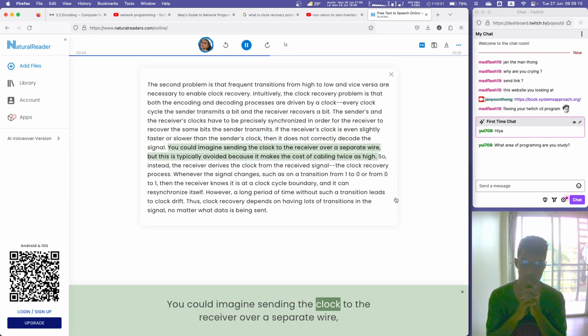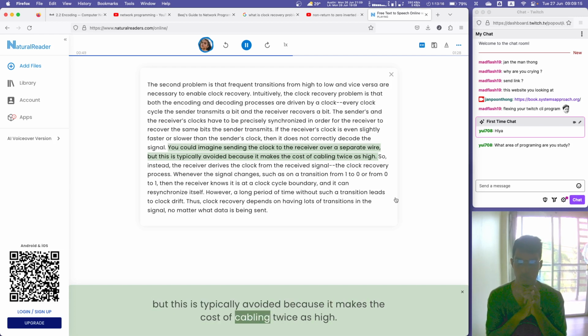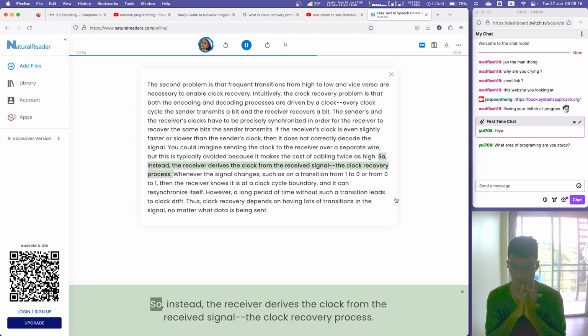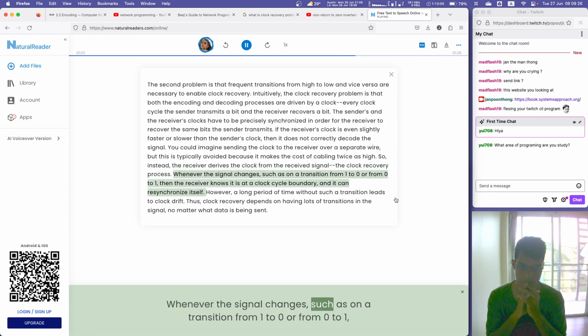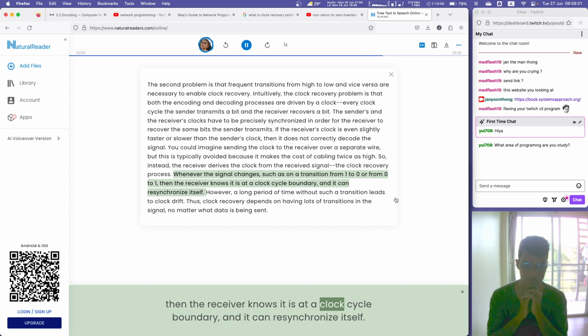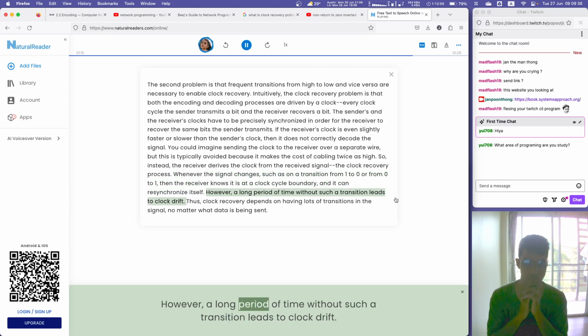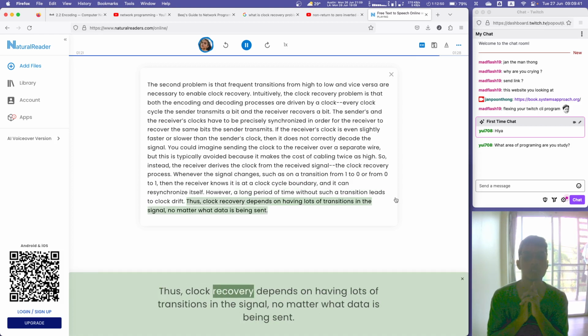You could imagine sending the clock to the receiver over a separate wire, but this is typically avoided because it makes the cost of cabling twice as high. So, instead, the receiver derives the clock from the received signal, the clock recovery process. Whenever the signal changes, such as on a transition from 1 to 0 or from 0 to 1, the receiver knows it is at a clock cycle boundary, and it can resynchronize itself. However, a long period of time without such a transition leads to clock drift. Thus, clock recovery depends on having lots of transitions in the signal, no matter what data is being sent.